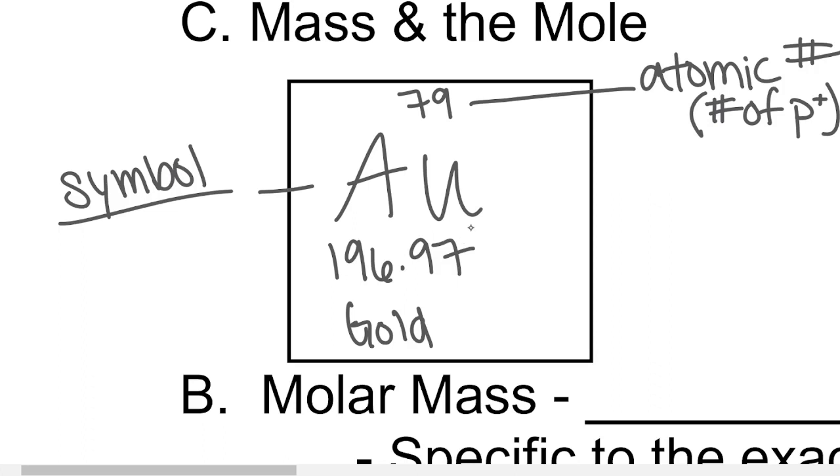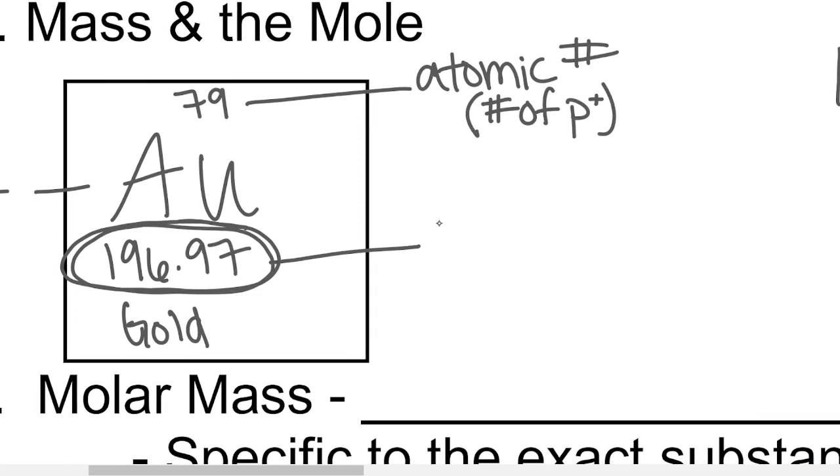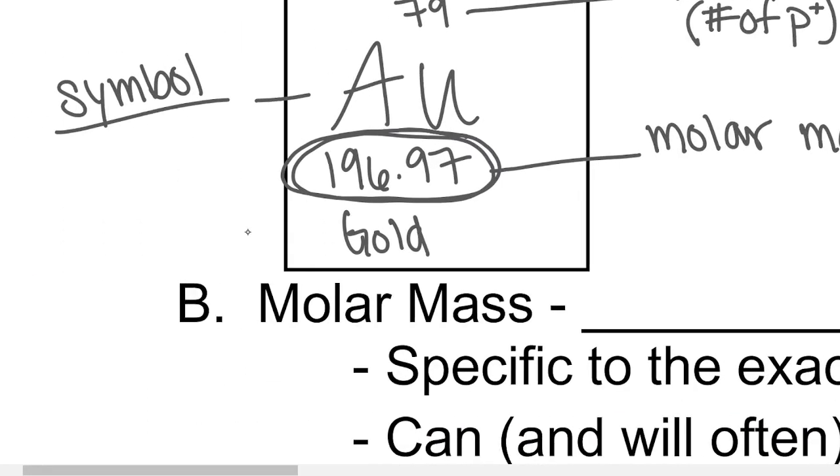And then this number down here is really where we're going to focus in this unit. This is multiple things. One of the ways that we have called this before is your average atomic mass, but in this unit we are going to use it as your molar mass. So if you have learned that that is the average atomic mass or the atomic mass before, that's not incorrect, but it is also representative of the molar mass. And then, of course, this down here is just the name.